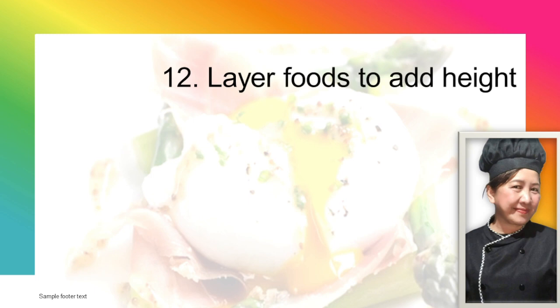Number 12. Layer foods to add height. It's common to see food layering in restaurants, but some cooks do not usually try it. Adding height to a dish can take it from ordinary to stunning. Do not be afraid to show off your culinary skills by using stacking and layering methods to make your presentation more professional. An easy way to start layering food is to serve the protein on a bed of starch. For example, serve a kebab on a heap of rice, or grilled swordfish on a pile of mashed potatoes.